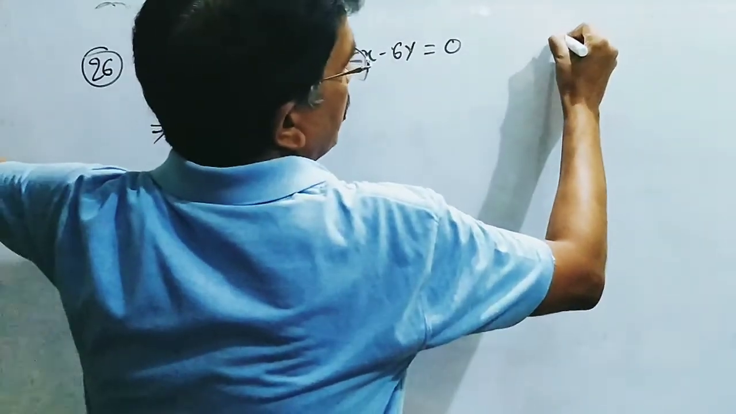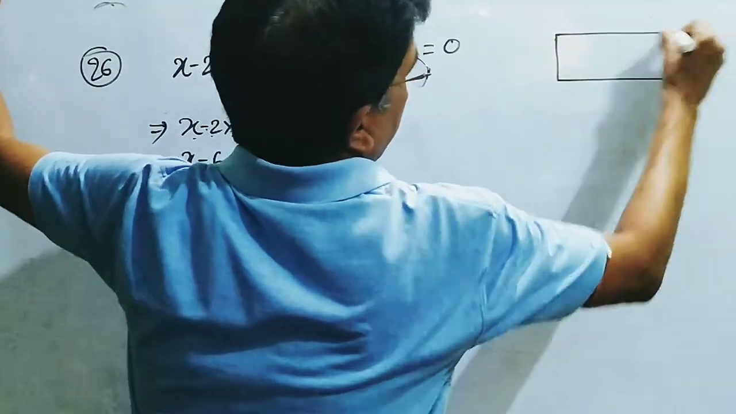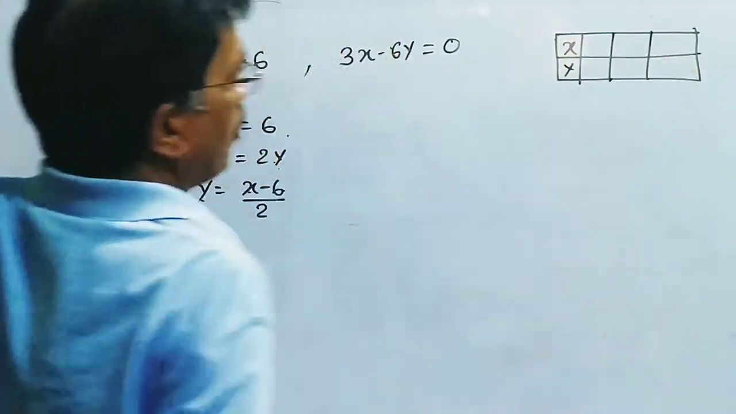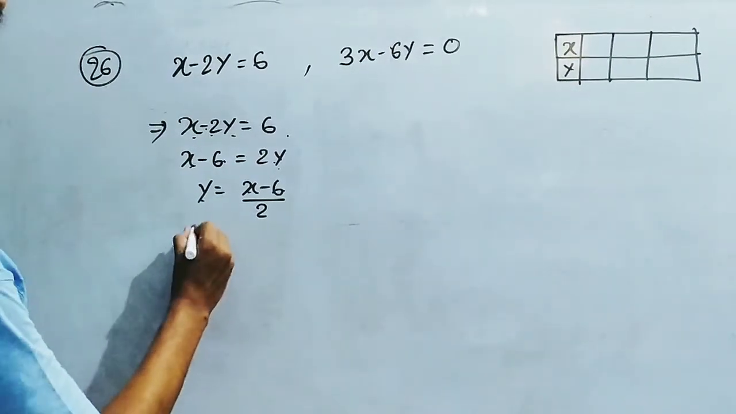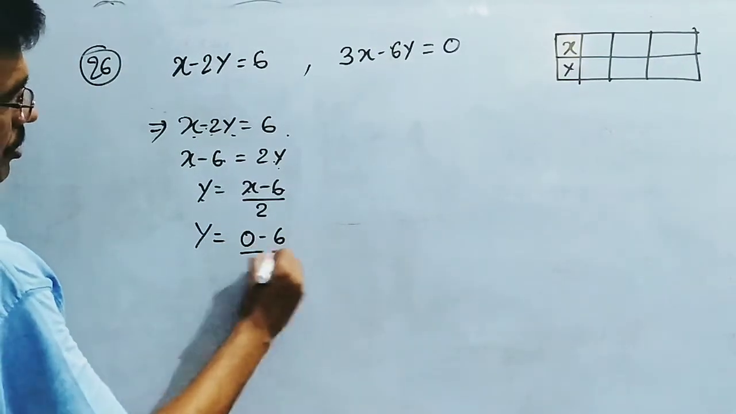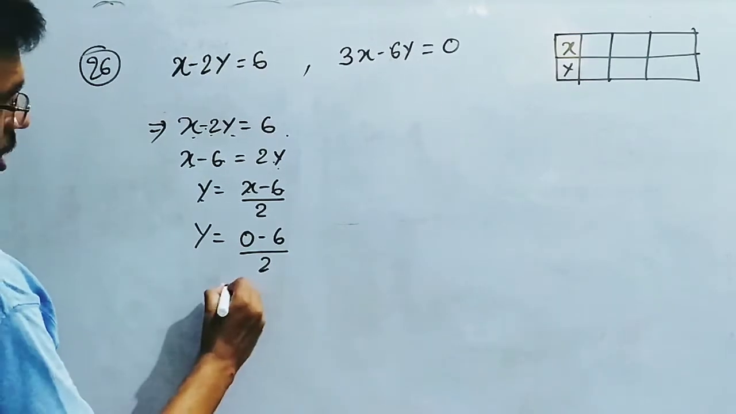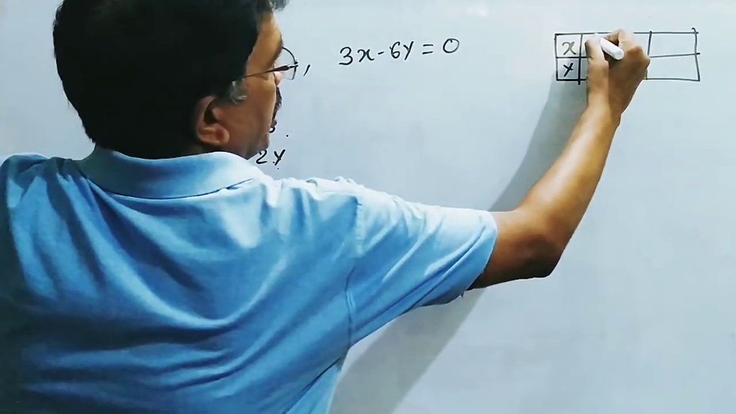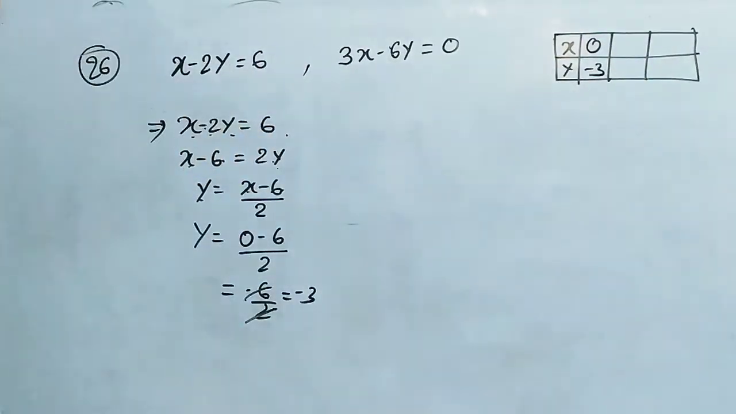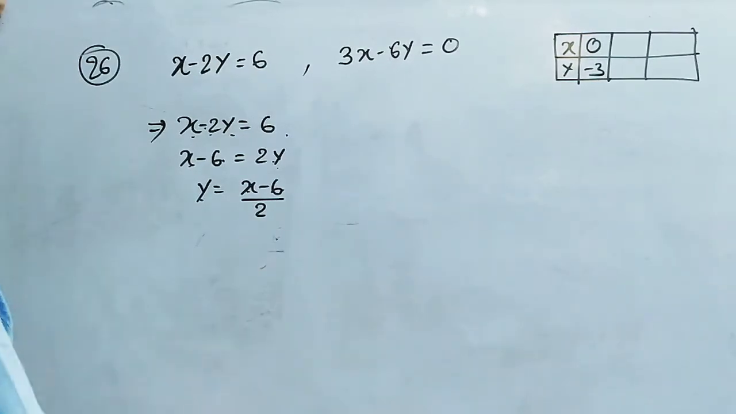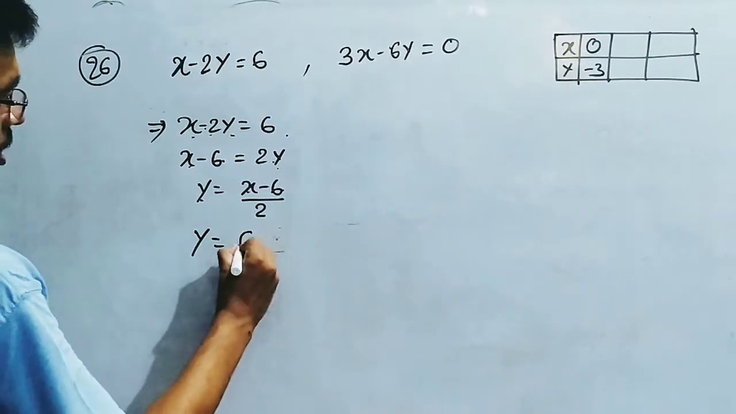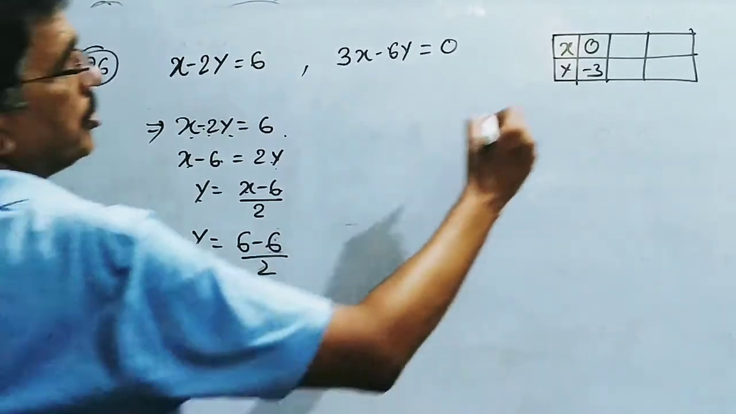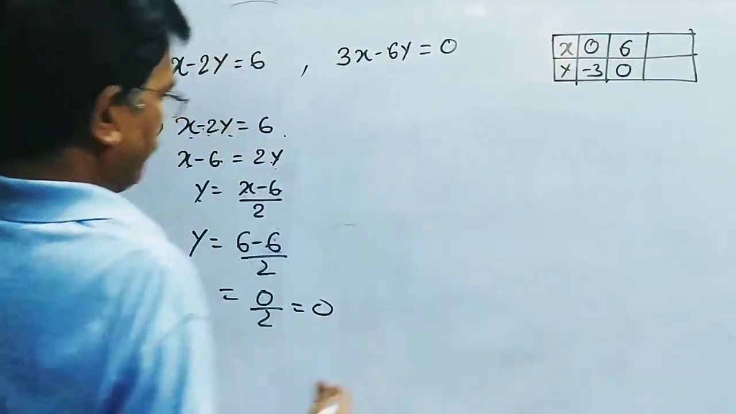Now draw here a table of values of x and y, with 3 columns. Now when x is 0, what do you get? You get minus 6 by 2, that is minus 3. X is 0, then y is minus 3. Next, when x is 6, that is 0 by 2, that is y is 0. When x is 6, then y is 0.